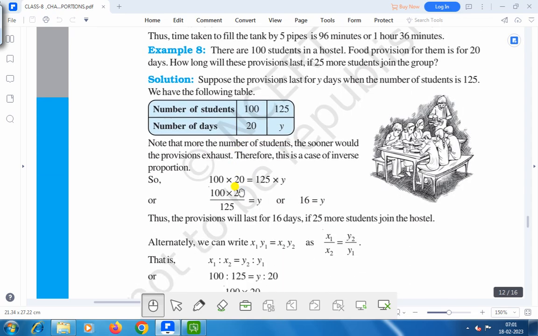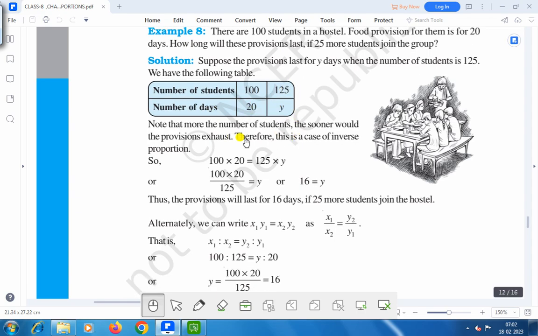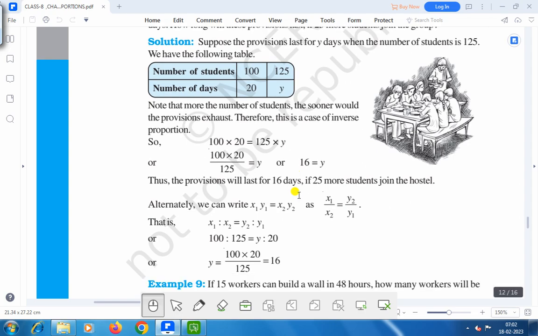In the same way, if we take example 8, there are 100 students in a hostel. The food provision for them is for 20 days. How long will these provisions last if 25 more students join the camp? Number of students was first 100 and now it is 125. Number of days 20, let the value be y. Since they are in inverse proportion, that is 100 × 20 = 125 × y. Therefore, the value of y is 16.